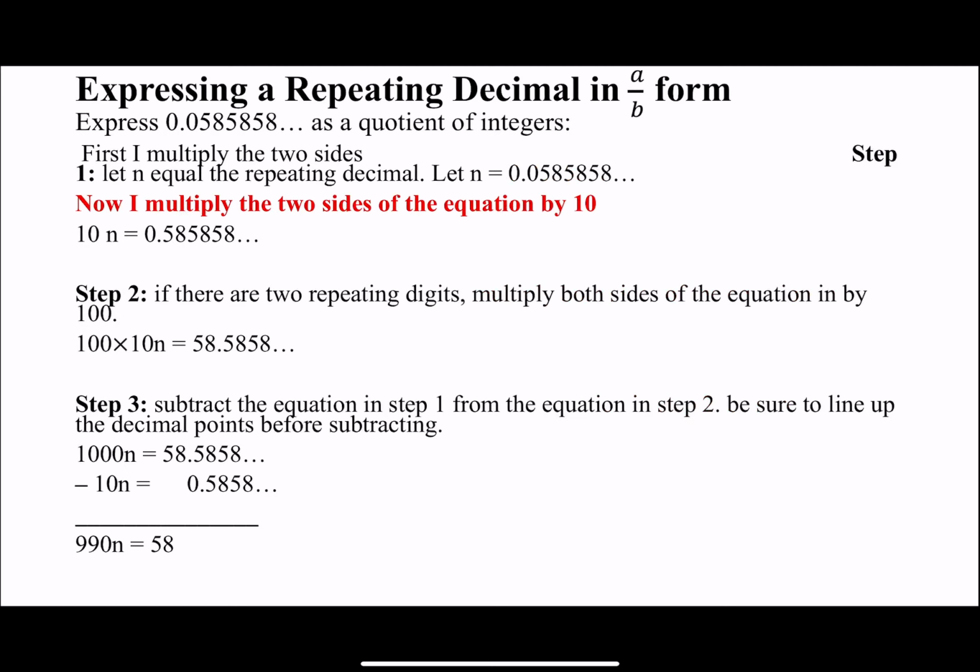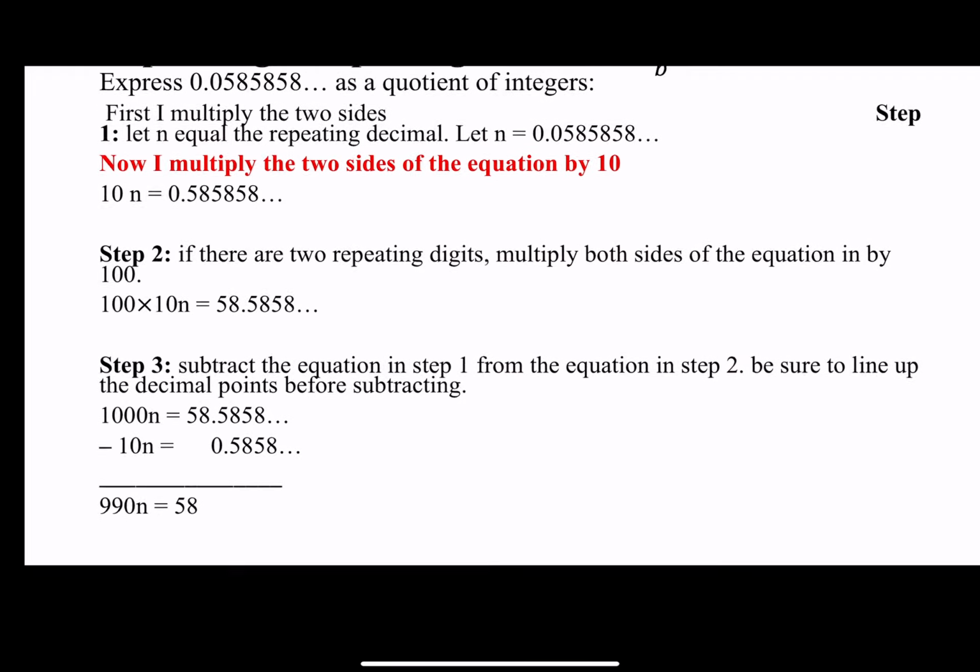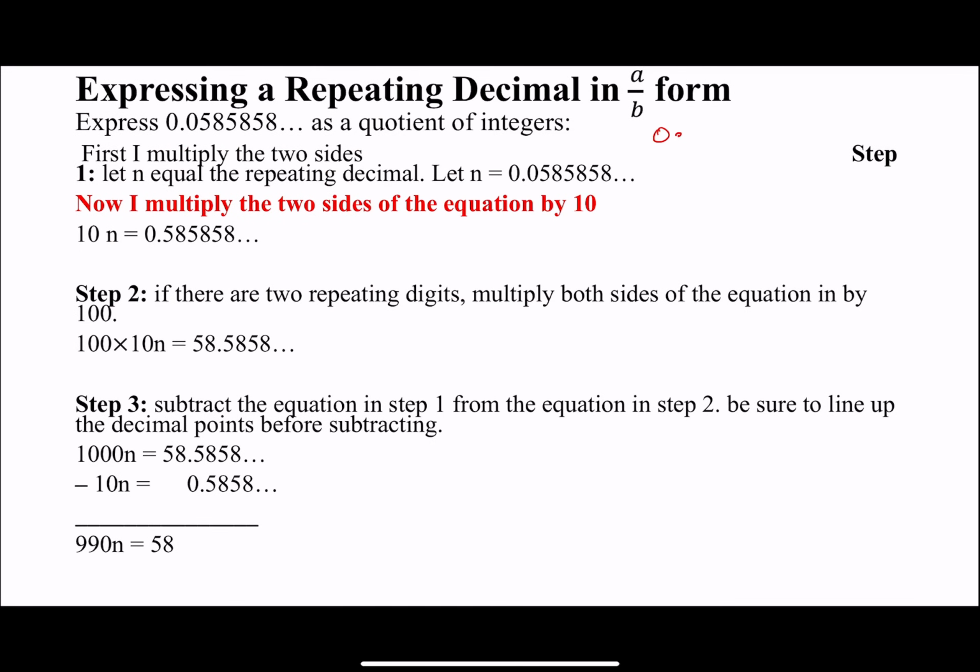Okay, what about this case? It wants you to express 0.0585858 and so on. You want to express this as a quotient of integers. Guys, but be careful. Before the repeating numbers, we have a 0. What should I do? Well, I call this n, just like before.